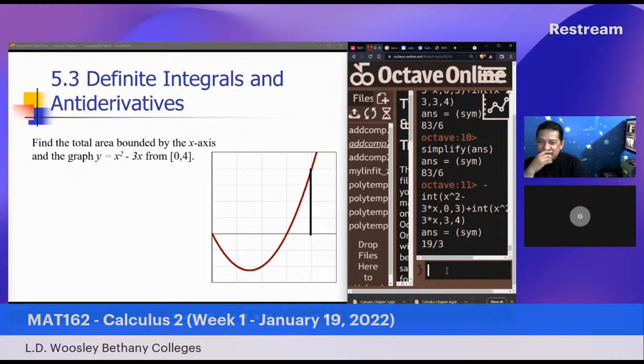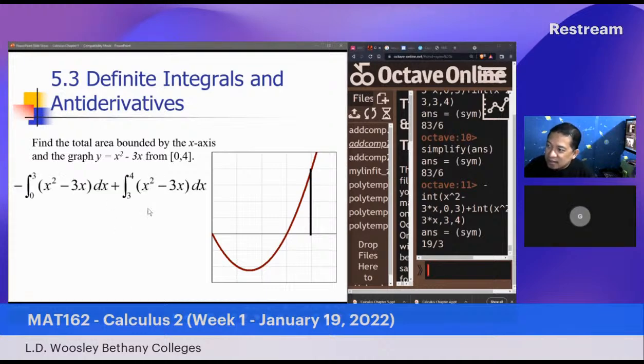Anong sagot mo? 8/3 po. Sige, tingnan natin. Ayan. O, tama, di ba? Tamang ginawa natin. From 0 to 3, negative siya. From 3 to 4, positive. Ayan. I think you have done this.